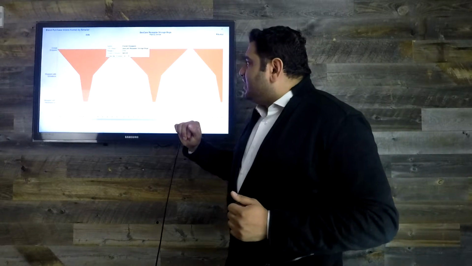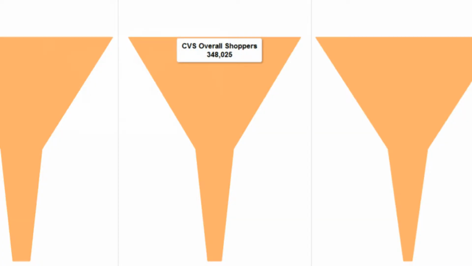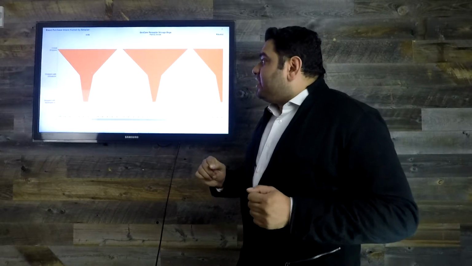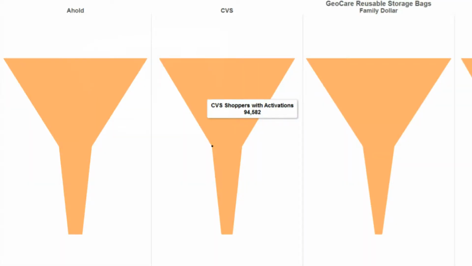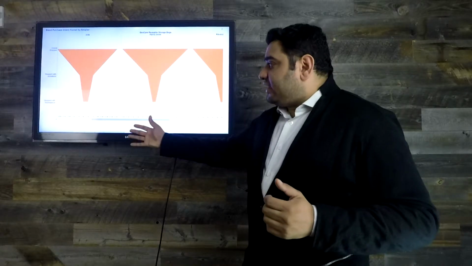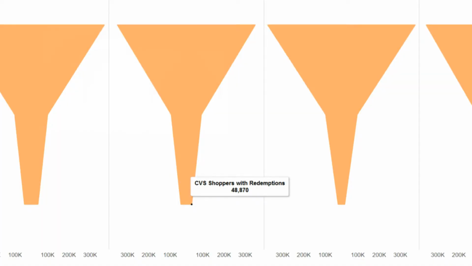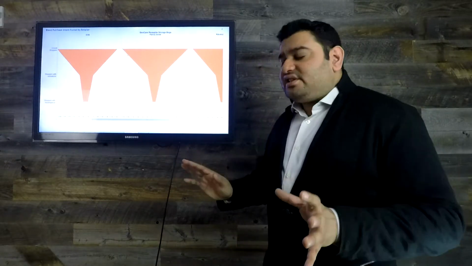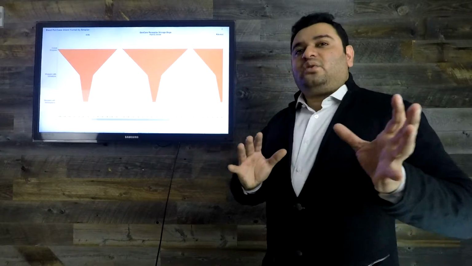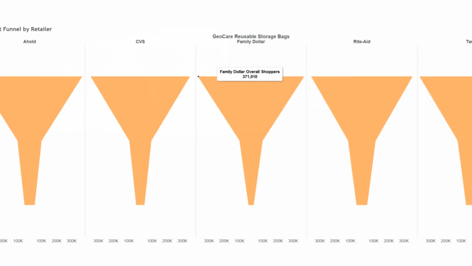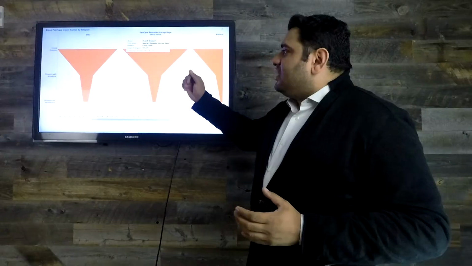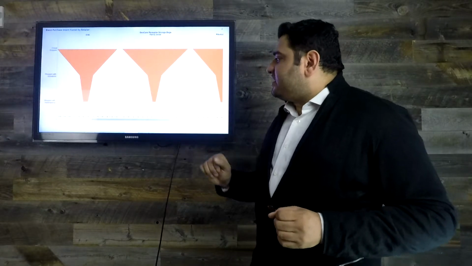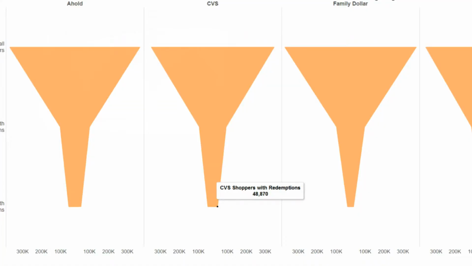So with CVS, 348,000 shoppers viewed the offer. And beyond that, about 94,000 activated, printed or clipped to card. And then ultimately, we know the number of people that converted, which was about 50,000. And across all these different retailers, that trend is fairly consistent. But where we noticed an anomaly was with Family Dollar. Again, at the top of the funnel, we're really starting around the same range of views. But where it gets interesting is when you go all the way down to the actual number of conversions, where you're getting less than 40,000.